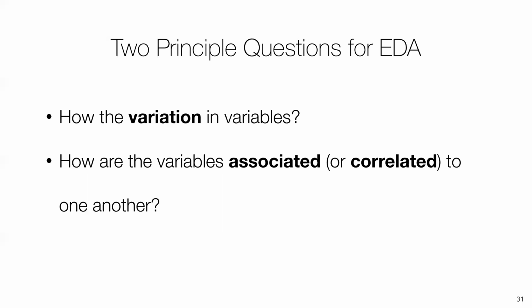The two principal questions for EDA, exploratory data analysis. The first is how the variables vary. Let's understand this variation, so the other questions are around this data variation. And the second is how the variables are associated or correlated to one another. So these are the two principles, and once you have them, it becomes easier to start exploring the data.